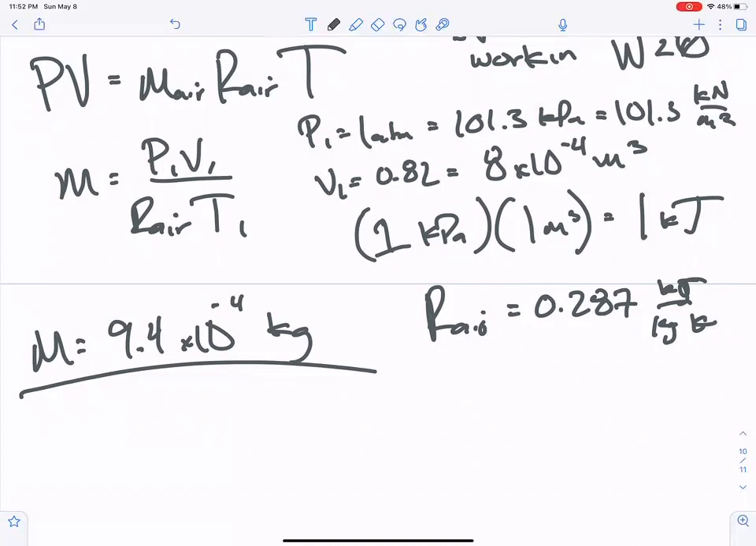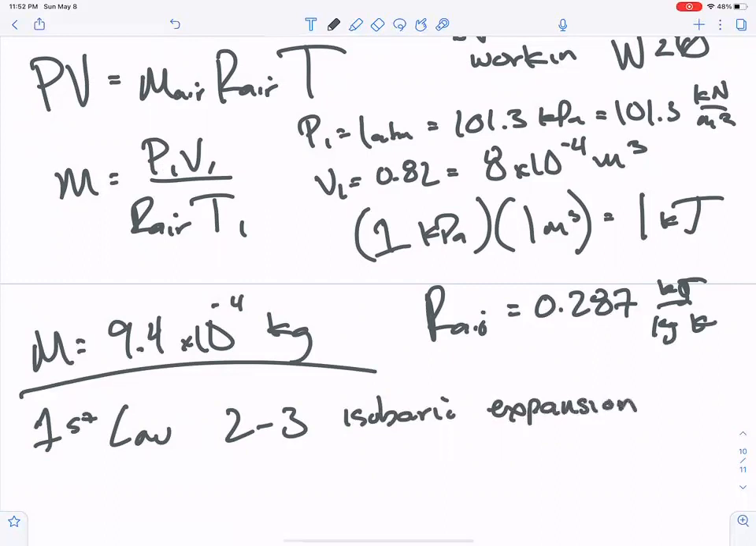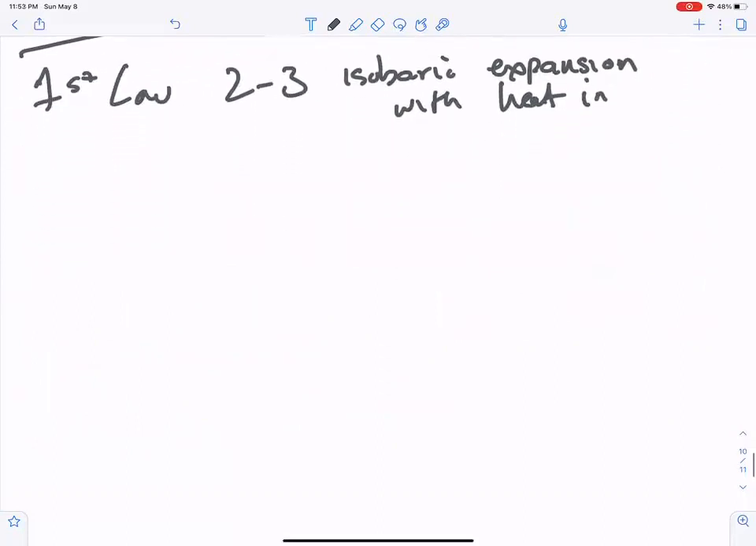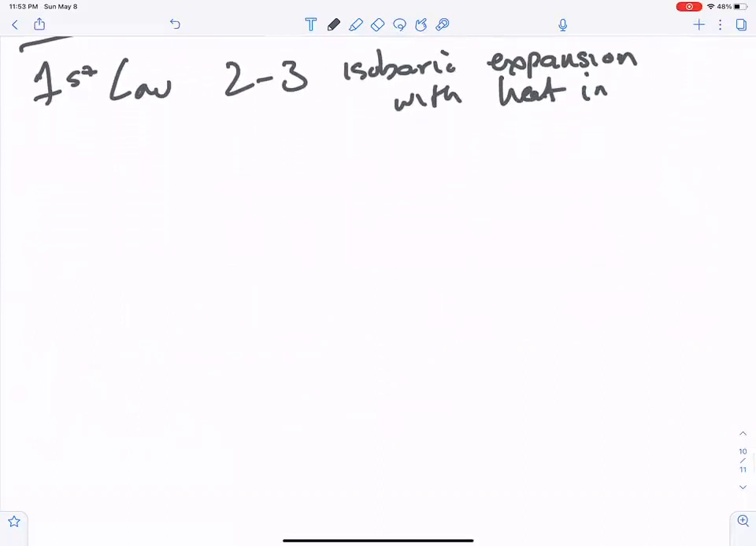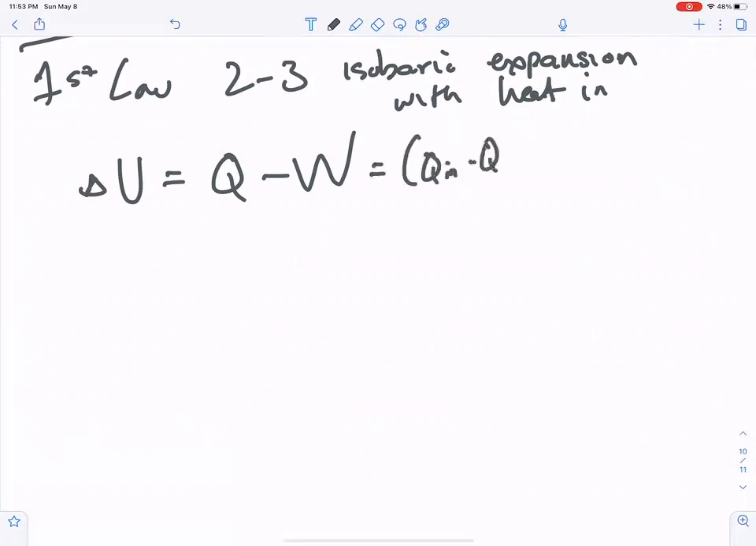Okay, so now let's go to the 2 to 3 process. So this will be the first law from 2 to 3, which is an isobaric expansion with heat in. This is where the book skips a few steps. Again, this is a closed system, no reaction. So the first law would be delta U equals Q minus W. And we can also just break this up into Q in minus Q out.